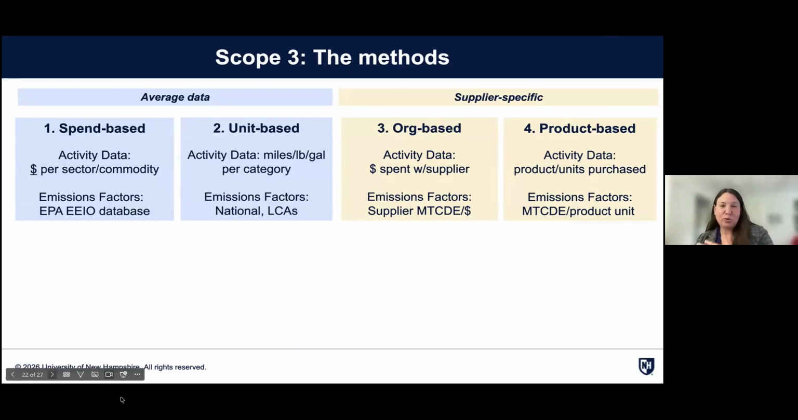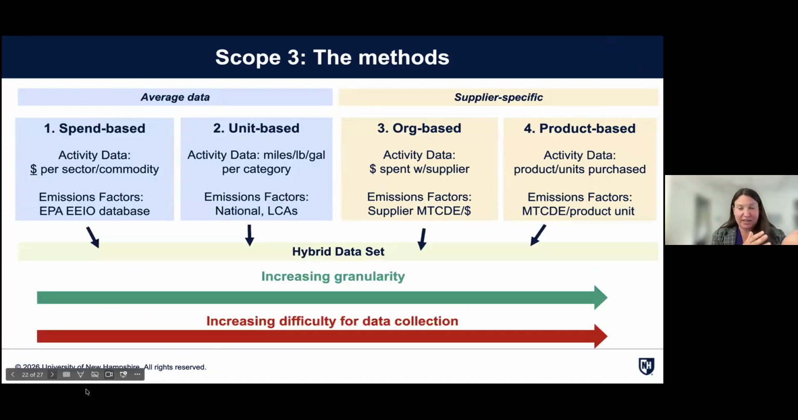As you move, you start on the left hand side because that spend data is the easiest to get. And then you identify your hotspots, and then you focus in on those hotspots with more granular analysis, which is going to be harder to do, but that's going to be the thing that's going to then allow you to set a reduction target and track progress over time. Next slide.